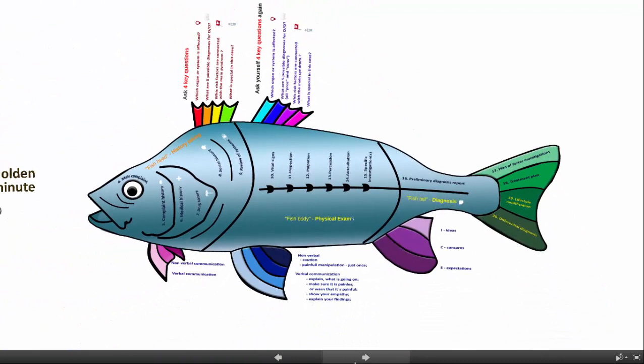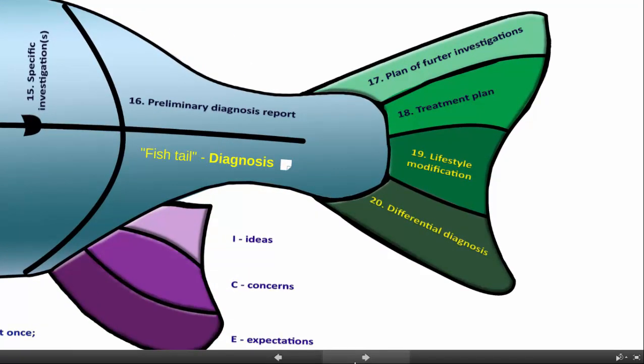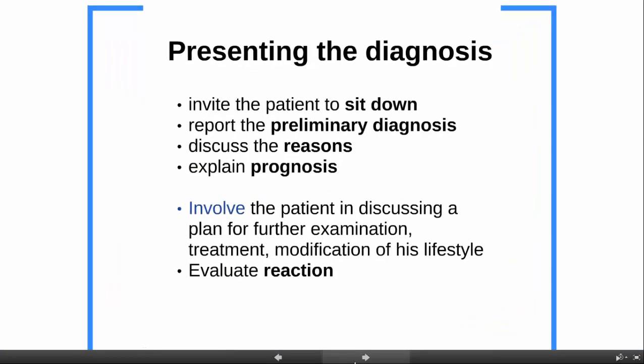So we see the fish is in our hands and we are ready to report the preliminary diagnosis to the patient. We are coming to the fish tail, diagnosis. You have to present the diagnosis to the patient always when you are absolutely sure that it is so. If you are not sure, or if it's a confusing diagnosis, better not to inform the patient about it. Just say that you are going to make some more investigations to prove it.